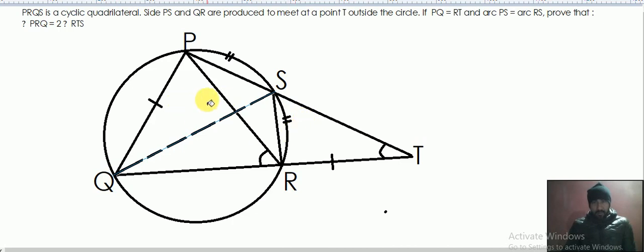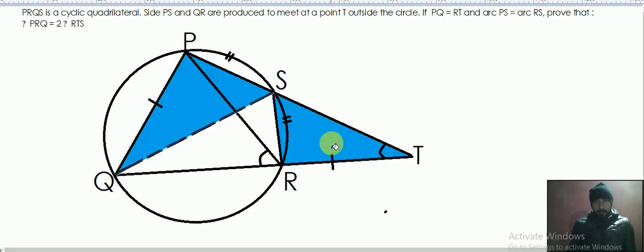Here we are going to take two triangles, triangle PQS and triangle SRT. The reason for taking these two triangles is that if we are able to show they are congruent, then we can say ST is equal to SQ. Then this angle is equal to this angle, being the base angles of an isosceles triangle, and this angle plus this angle gives this angle, because this is the exterior angle of triangle QST.